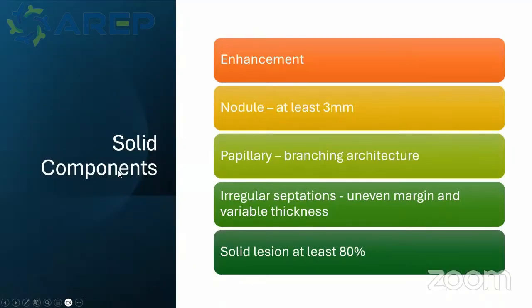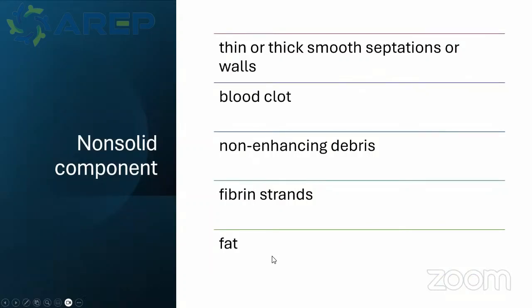For the solid components, again, we're looking for any enhancing tissue within the lesion. And there are different terms to describe the morphology of this solid enhancing component. It can be a nodule, which should be at least 3 millimeters. Papillary when it has a branching architecture, and this can be very well visualized on the T2 weighted images. Irregular septations when the septation has an uneven margin or variable thickness. And solid lesion is at least 80% solid tissue. Non-solid component can be thin or thick, smooth septations or wall, blood clot, non-enhancing debris, fibrin strand, and fat.